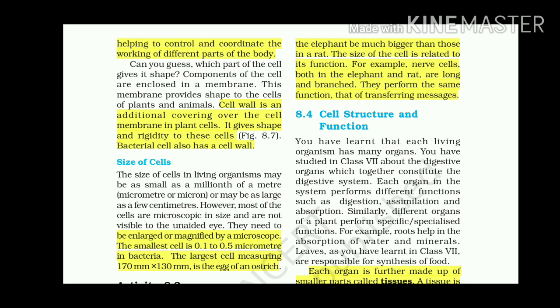Size of cell. The size of cells in a living organism may be as small as a millionth of a meter, a micrometer or micron, or may be as large as a few centimeters. However, most of the cells are microscopic in size and are not visible to the unaided eye. They need to be enlarged or magnified by a microscope. The smallest cell is 0.1 to 0.5 micrometer, in bacteria. The largest cell, measuring 170 mm by 130 mm, is the egg of an ostrich.